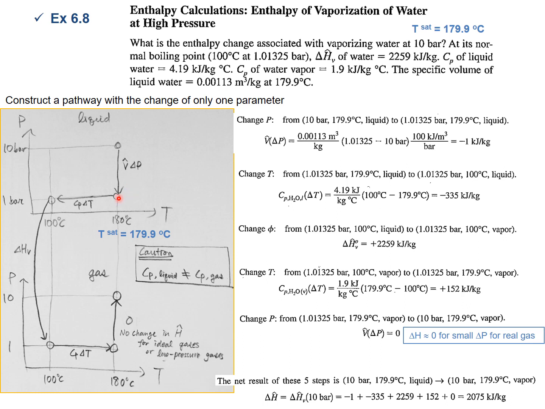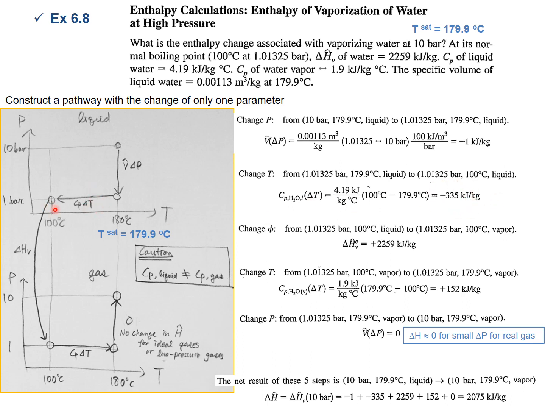And then the next step is to change the temperature from 180 Celsius degree to 100 Celsius degree. How can we measure the enthalpy change? Of course, enthalpy change could be calculated by Cp delta T. So Cp of liquid water, I'd like to emphasize the liquid phase water because we are in the domain of liquid, with delta T. So we could calculate the value for this step.